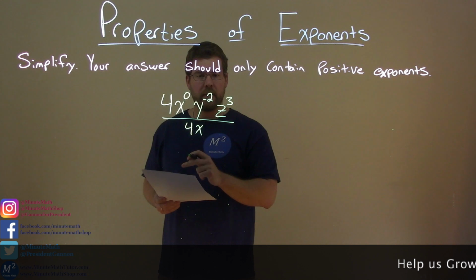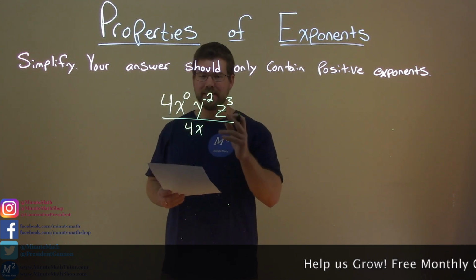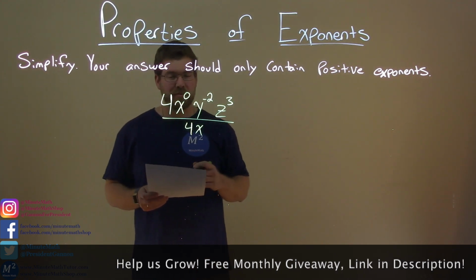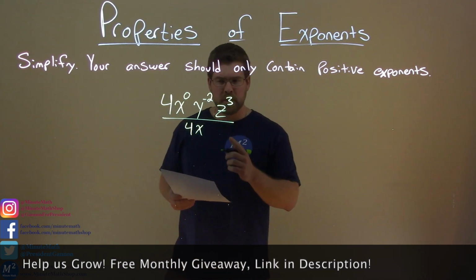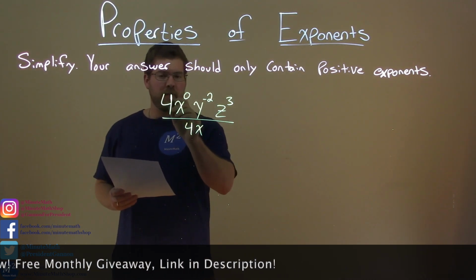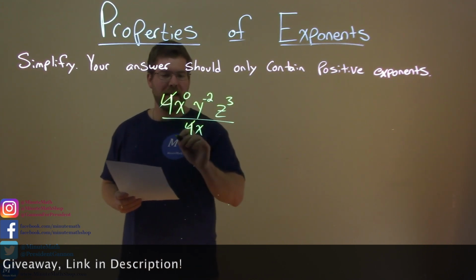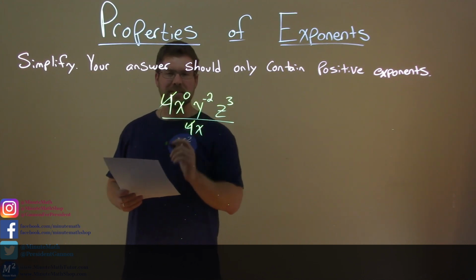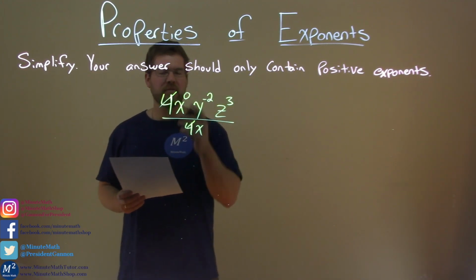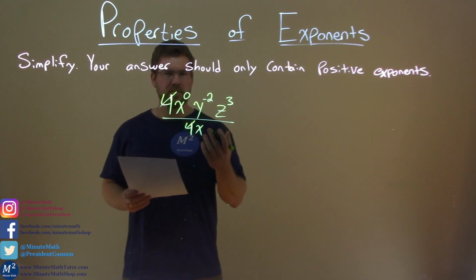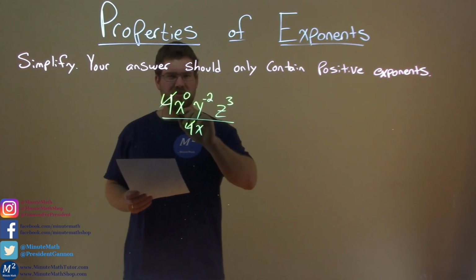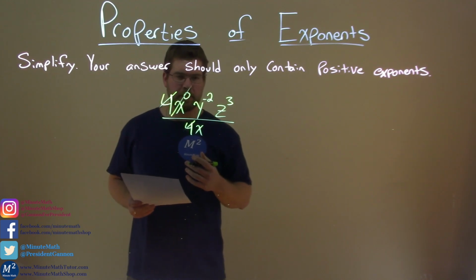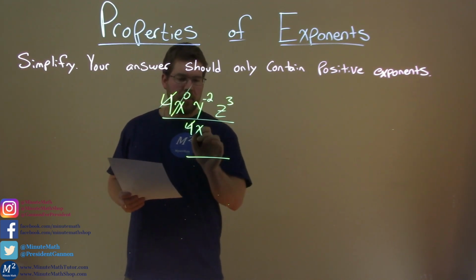4x to the 0 power, y to the negative 2 power, z to the third power. All that's over 4x, and we gotta simplify. So let's look at the coefficients. 4 and 4, they cancel out. We have nothing there. The next part is going to be tricky. x to the 0 power. Well, x to the 0 power is 1, so that's just really nothing. We don't really need that, right? Multiplied by 1 doesn't do anything. The denominator still has the x.